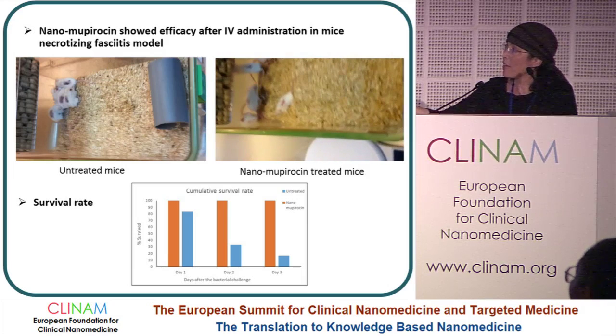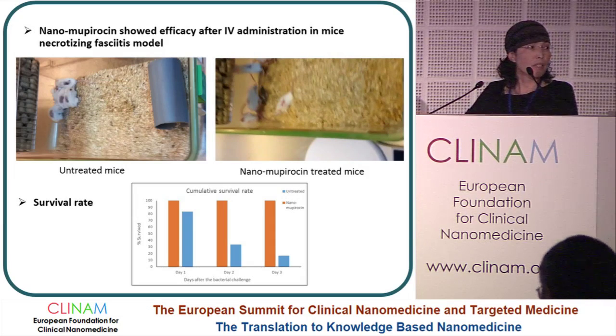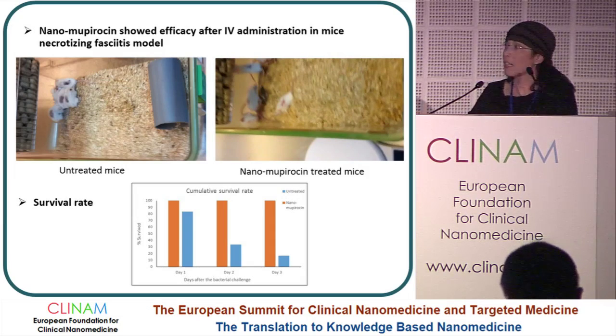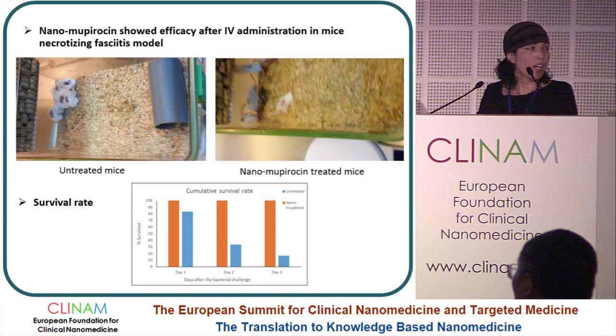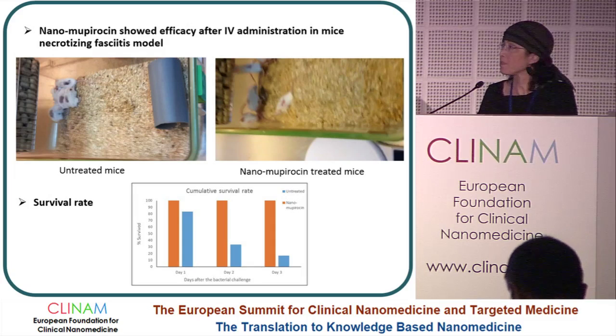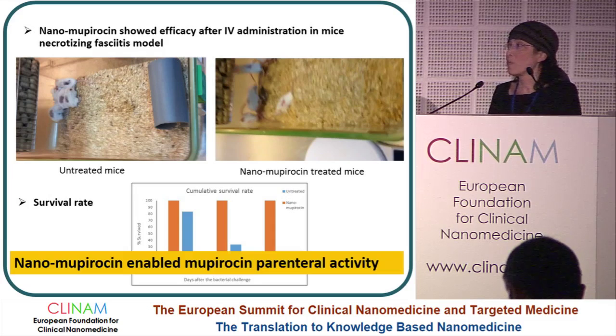If we look at the survival rate, then all the animals in the nanomupirocin group survived the study, while only 1 mouse out of 6 survived day 3 after administration of the bacteria. So we can say that nanomupirocin enabled the parenteral activity of mupirocin, and we may say that it's a new parenteral antibiotic.